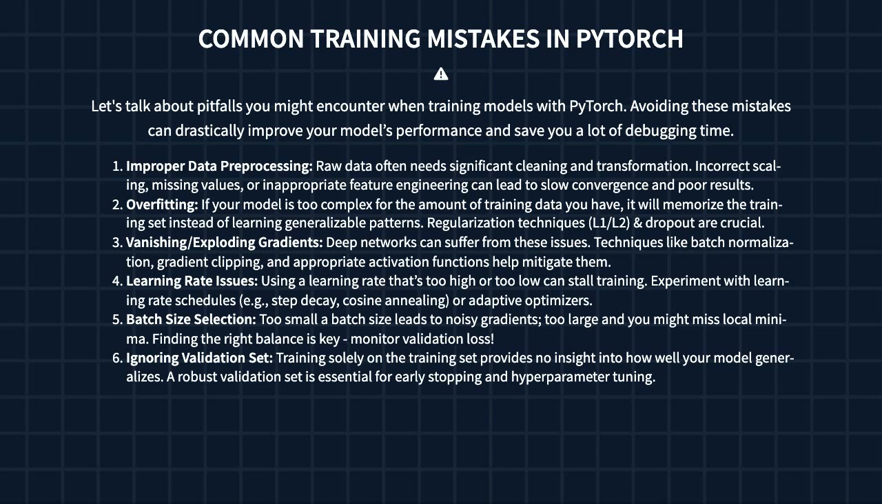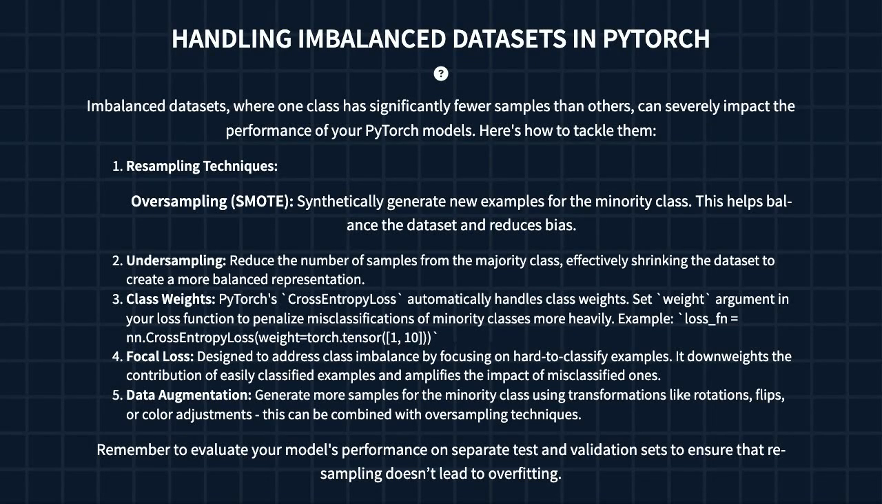Okay, let's talk about dealing with situations where one class in your data is way more common than another. We call that an imbalanced data set. This can mess up your model's performance because it might be biased toward the majority class. There are several things you can do. First, you can try oversampling the minority class by creating synthetic examples using techniques like SMOTE. Alternatively, you could undersample the majority class to reduce its size. A really useful tool built into PyTorch is class weighting. This tells the model to pay more attention when it gets a misclassification from the less frequent classes.